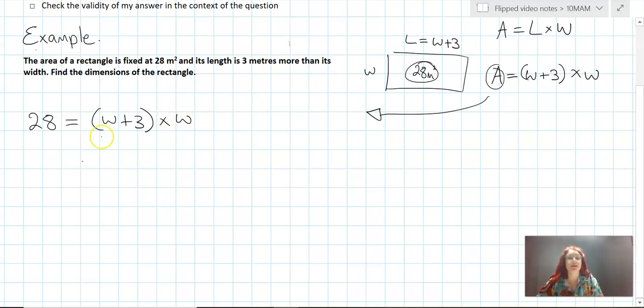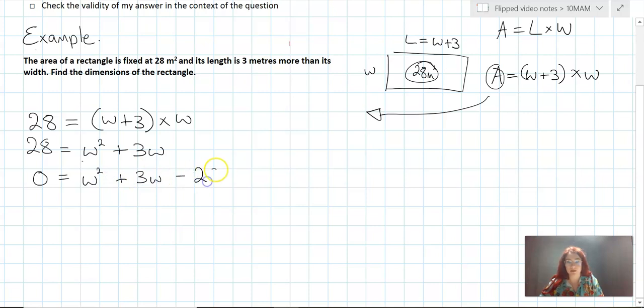So first, let's make it look like a quadratic by expanding this bracket. We have 28 is equal to width squared plus 3 times the width. And now we've got to make it equal to 0 so that we can use our null factor law. So 0 is going to equal the width squared plus 3 times the width minus 28. Now we've got to find our factors of 28. One will have to be negative, one will have to be positive, and they're going to have to add together to give us positive 3.